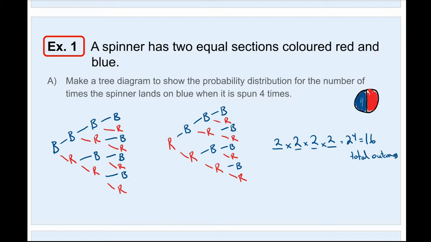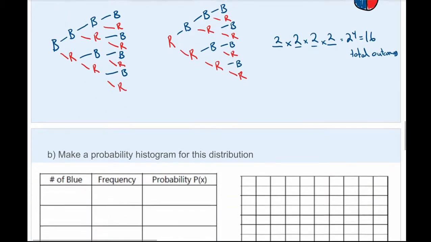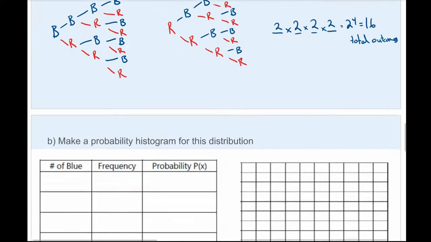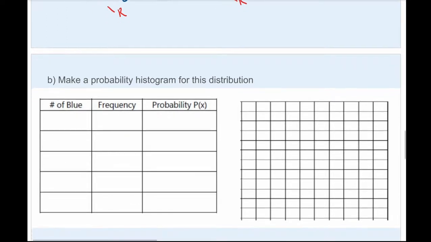So again, we wanted to do the tree diagram because we want to see the specific outcomes, because the next step is going to make a probability histogram for this distribution. And this is basically going to be kind of a very simple version of a probability distribution. So we're looking at, in this case, the number of times we land on blue.